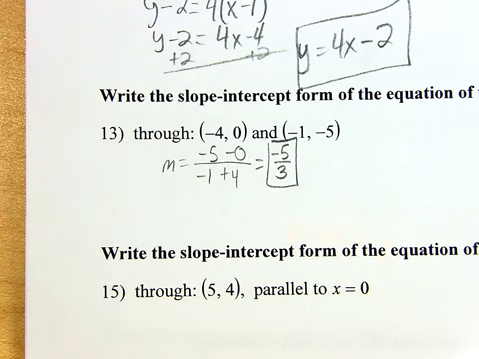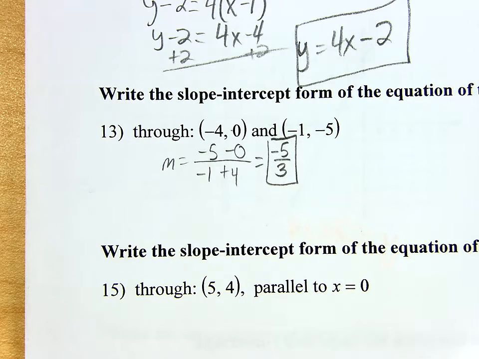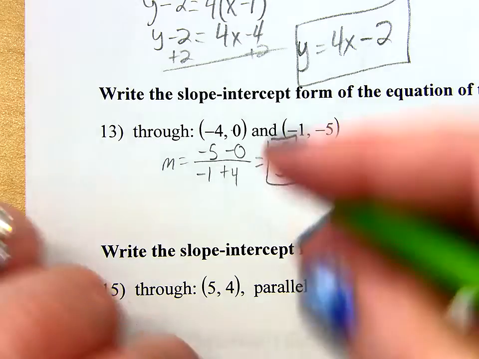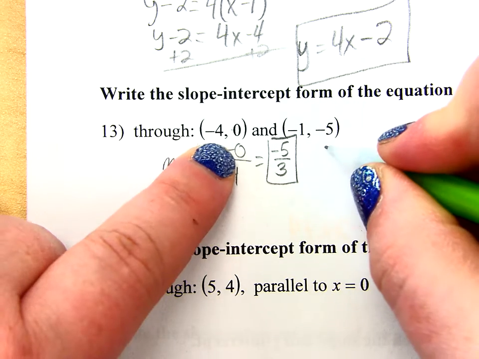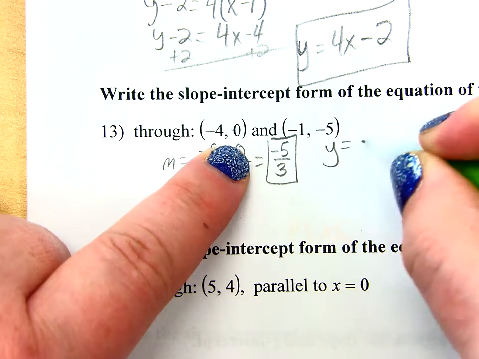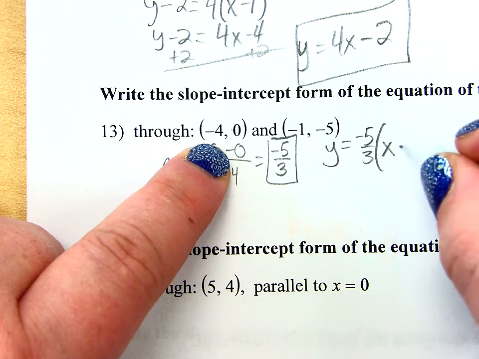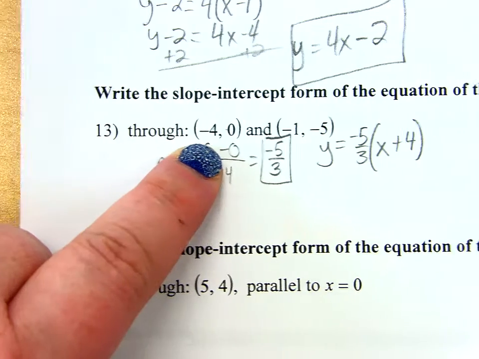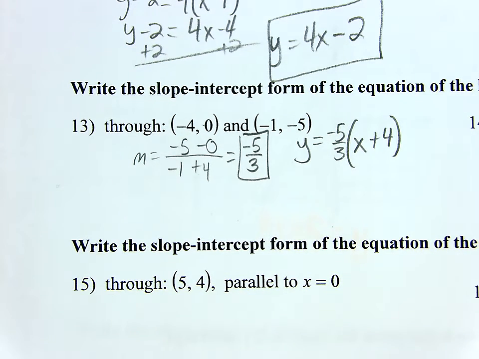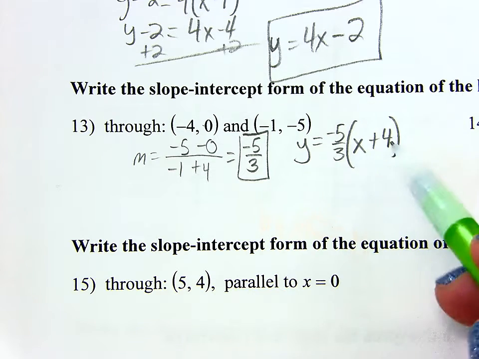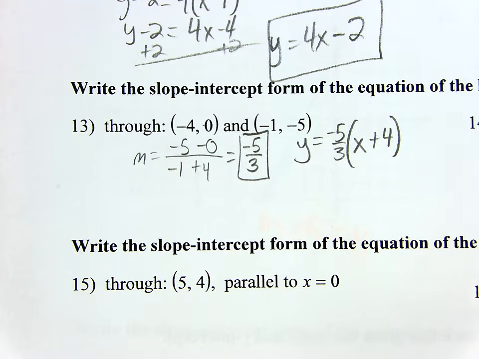So again, this is personal preference. I would do point slope form because I have a point and a slope. If you want to start off in slope-intercept and solve for b and then put it all back together, go for it. That's totally up to you. But I'm going to do it this way. So I'm going to do y minus 0, which is just y, equals m times x minus -4, which turns into a plus. And then all I have to do to get this into slope-intercept form is just distribute that -5/3. And I'm done.